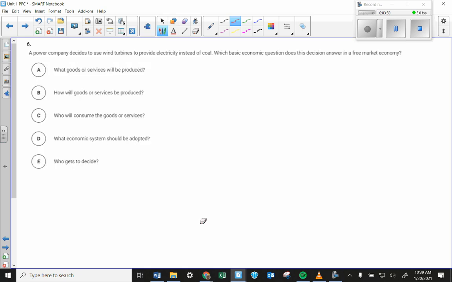Number 6 says a power company decides to use wind turbines to provide electricity instead of coal. Which basic question does this free market answer? And the 3 basic questions are what to produce, how to produce it, and for whom we're producing. And when you decide to use one versus the other, you're deciding how to produce it. You're using that to produce other goods and services. So that's the input, and you're trying to decide how do I produce, not what or for whom.